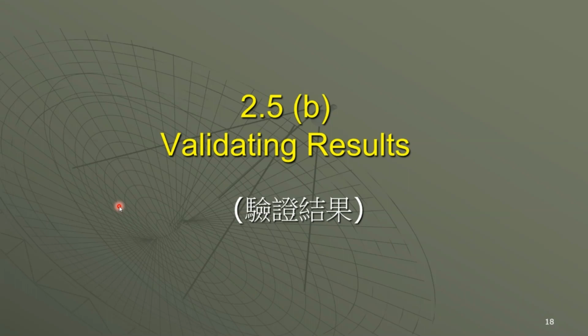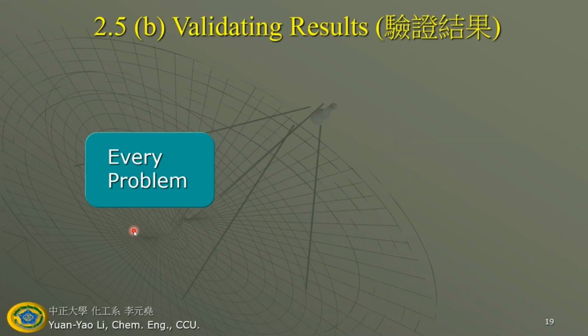Okay. So section 2.5b will be validating results. The next topic will be validating results. When you do the calculation, you get a number. How are you so sure your number is right? So how are you going to validate the result you got?